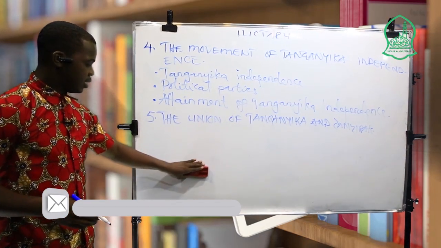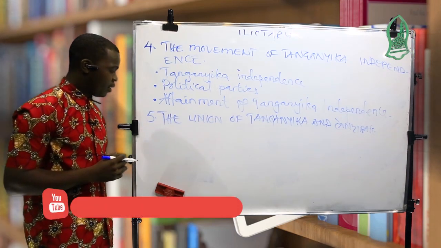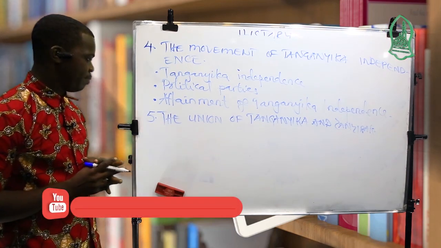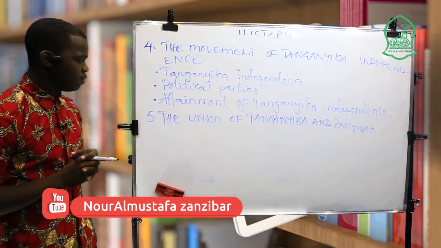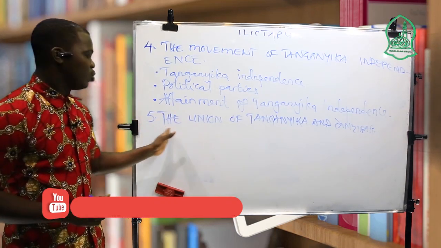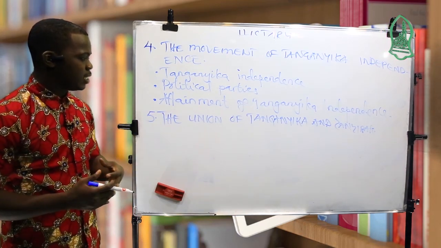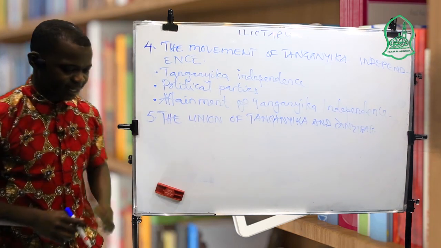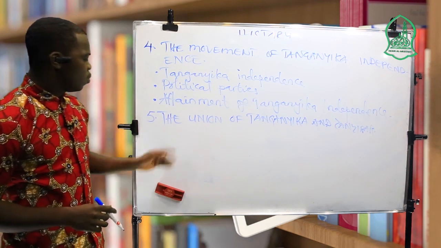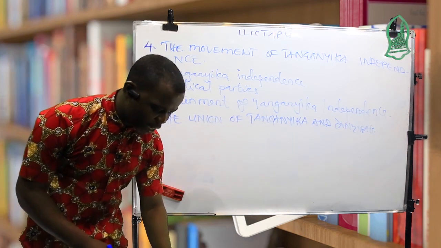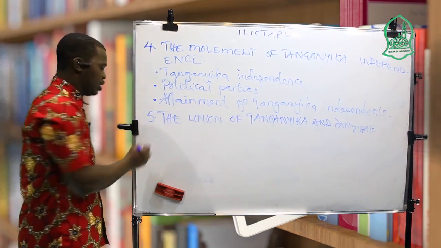The Union of Tanganyika and Zanzibar. This is, as I've told you before, a very crucial issue which can be memorized by each citizen of Tanzania. So the Union of Tanganyika and Zanzibar resulted in something which is known as Tanzania. So the country of Tanzania was produced within these terms, Tanganyika and Zanzibar. And within this, we are going to see the theory of union.